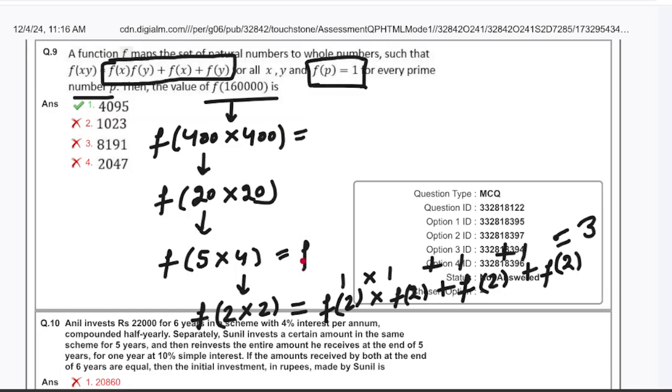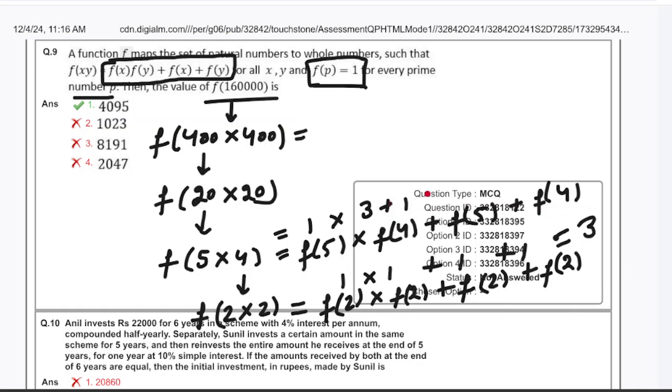Now that is equal to f5 into f4 plus f5 plus f4. Now this f5 is equal to 1. f4 is 3, so 1 into 3, 3, plus 1, 4, plus 3. That is equal to 7. So f20, the value of that is 7. So f4 is 3, f20 is 7.